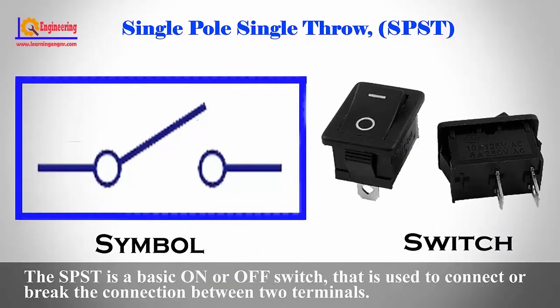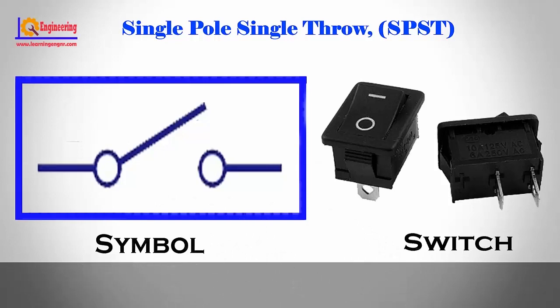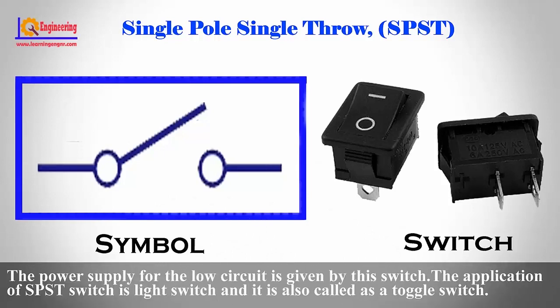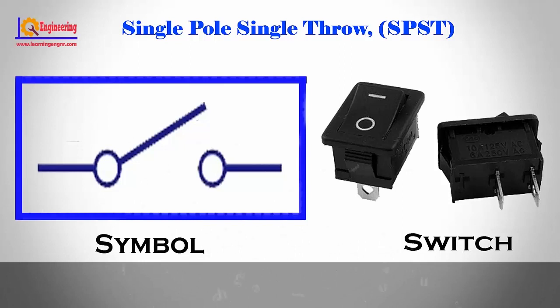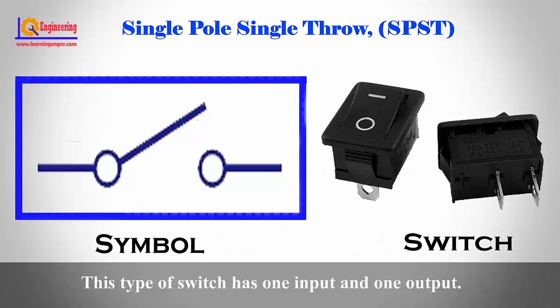SPST, single pole single throw. The SPST is a basic on or off switch that is used to connect or break the connection between two terminals. The power supply for the load circuit is given by this switch. The application of the SPST switch is in light switches, and it is also called a toggle switch. This type of switch has one input and one output.